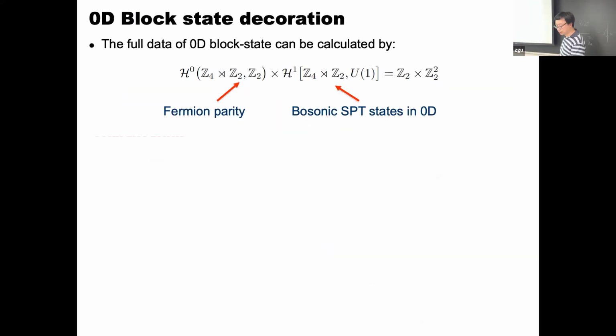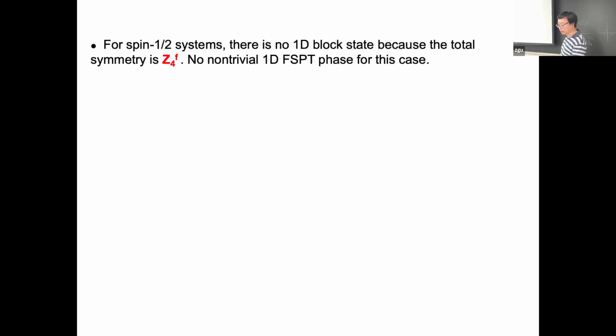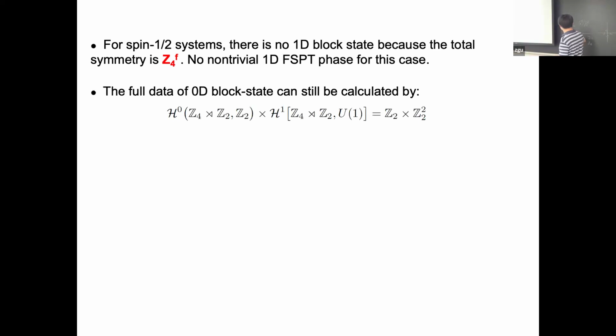You can again think about the block state decoration scheme. For the spin 1/2 case, the total symmetry in consideration on the 1D high symmetry line is Z4F. For Z4F symmetry, from previous calculation, we know there's no non-trivial 1D fermion SPT phase. Even the Majorana chain is not allowed under such symmetry. So there's nothing you can decorate on the 1D block. The only thing you can play with is the 0D block.